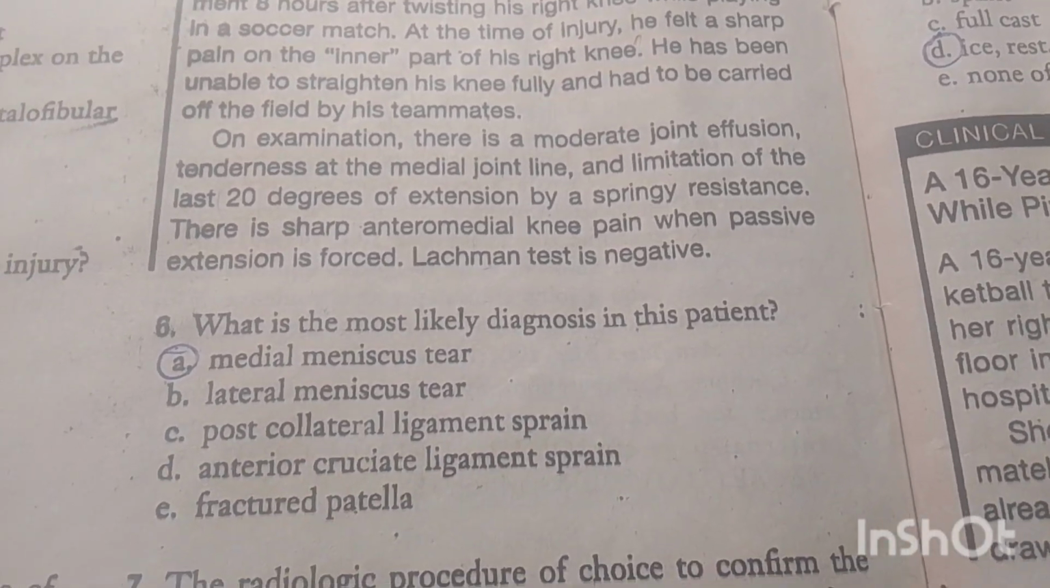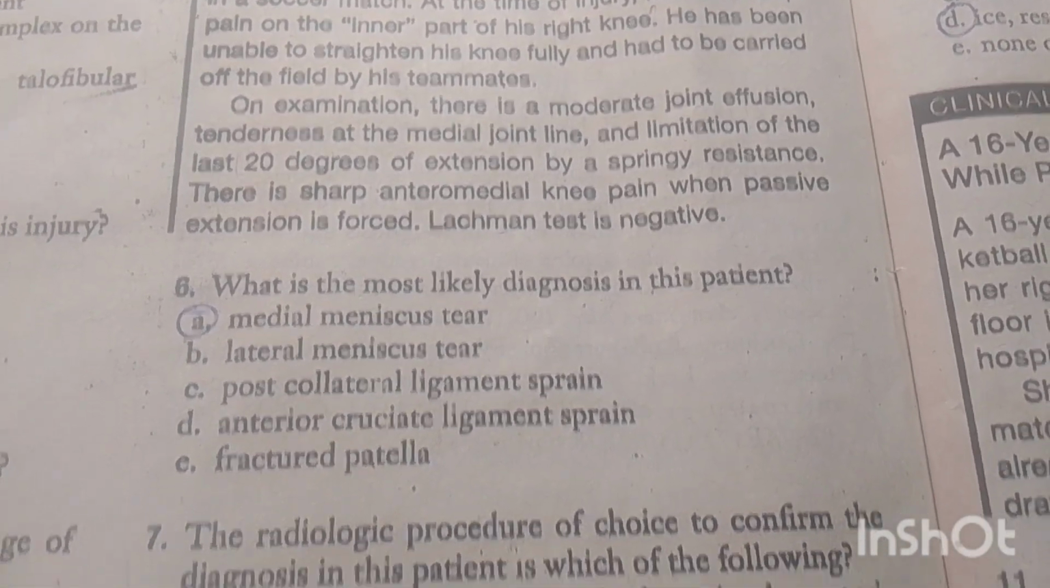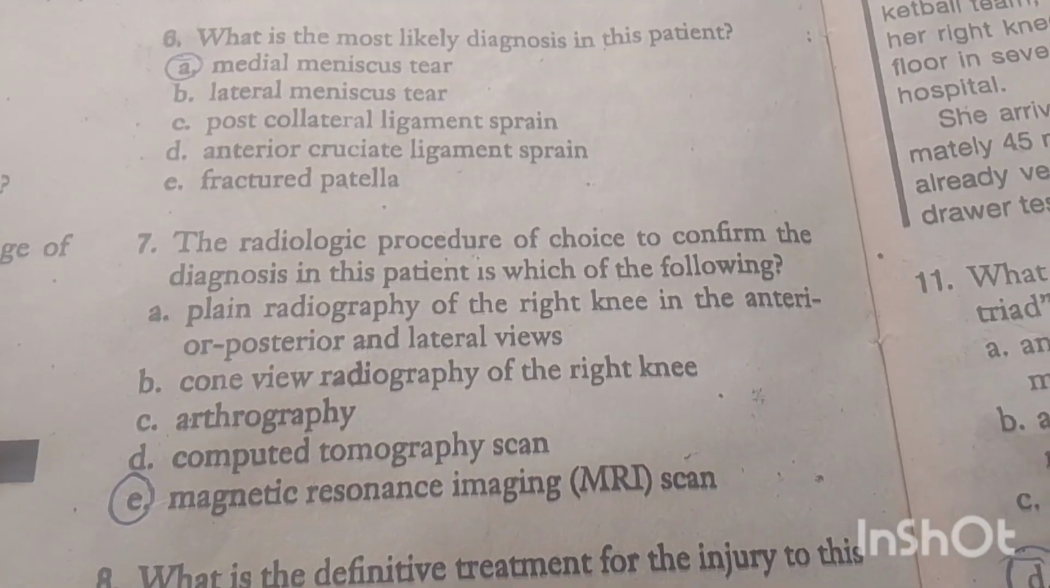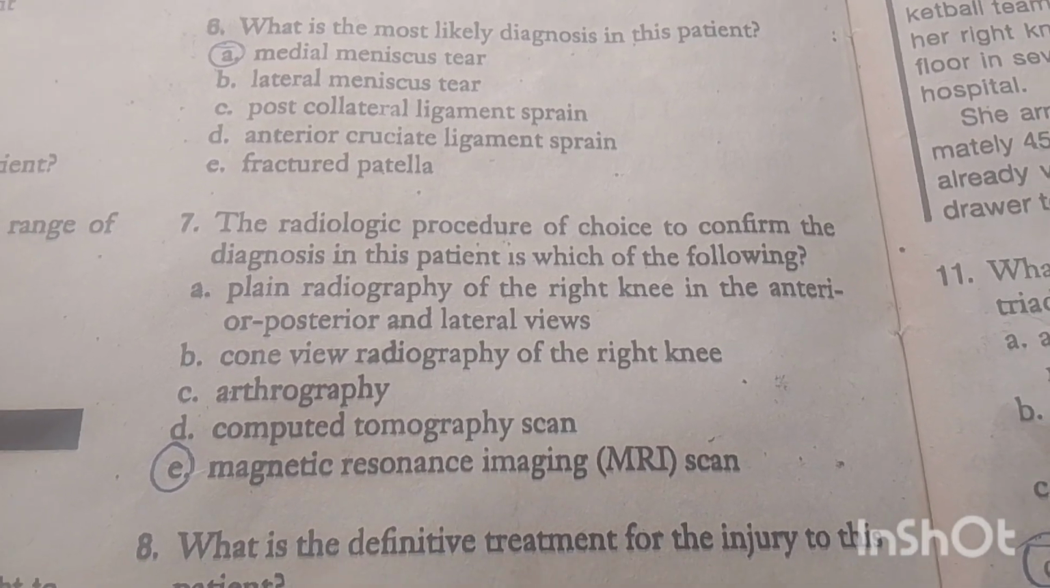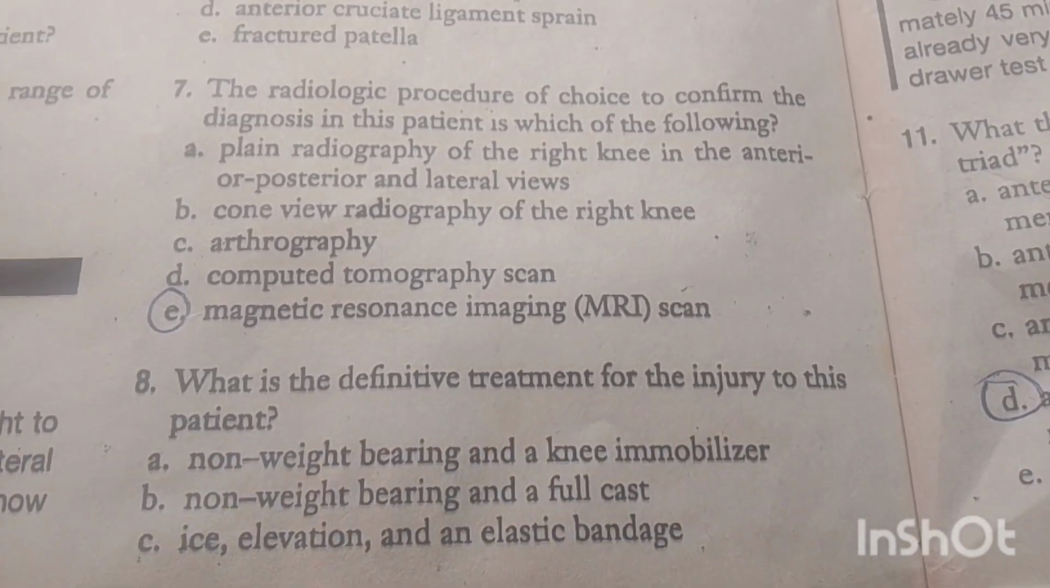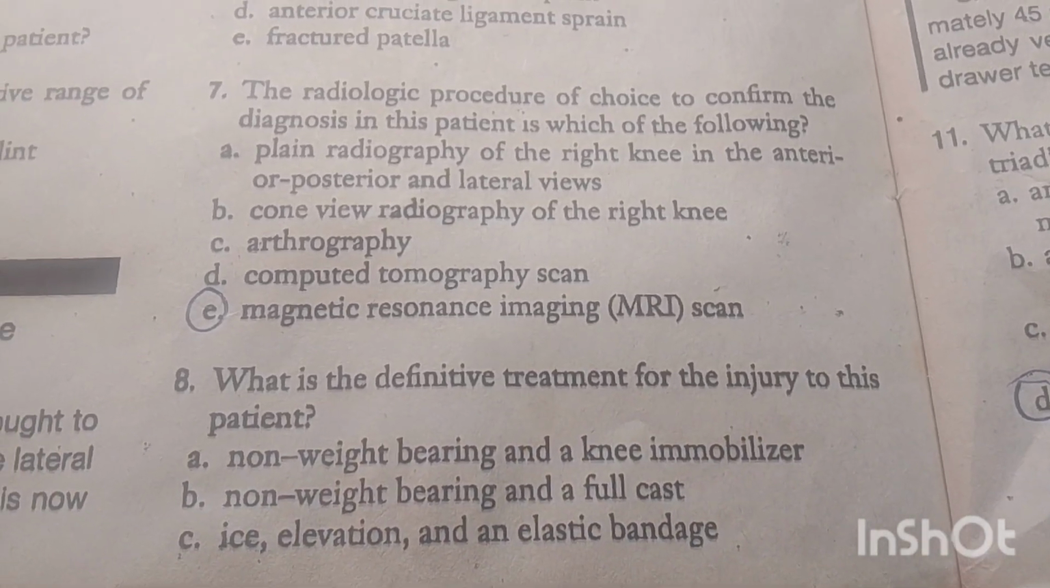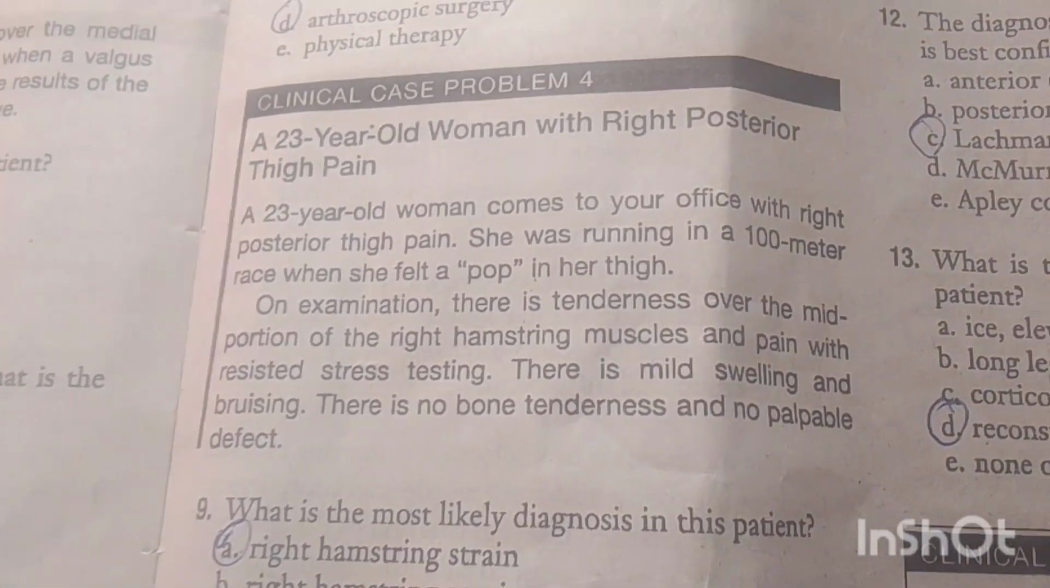What is the most likely diagnosis in this patient? Medial meniscus tear. The radiological procedure of choice to confirm the diagnosis in this patient is which of the following? MRI scan. What is the definitive treatment for the injury to this patient? Arthroscopic surgery.